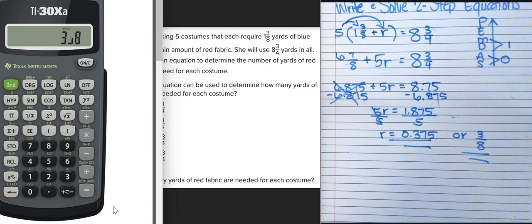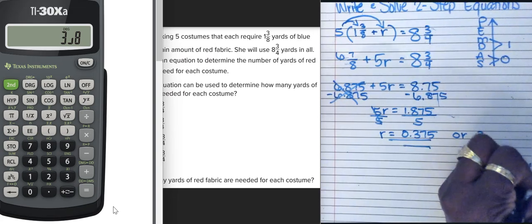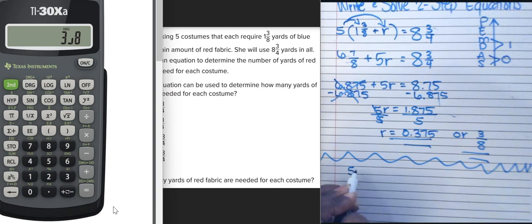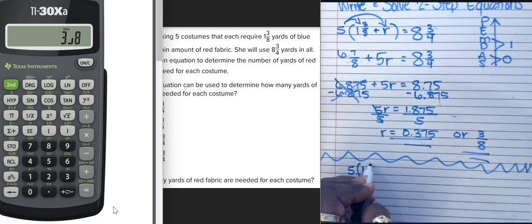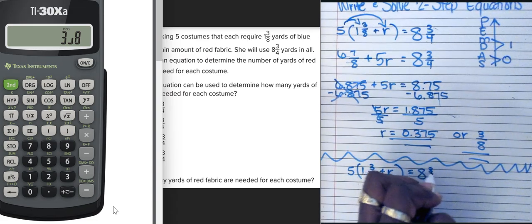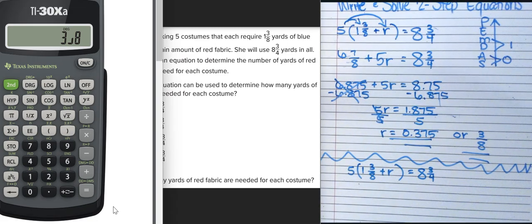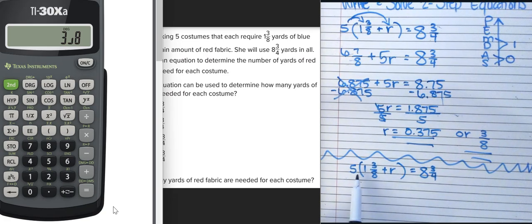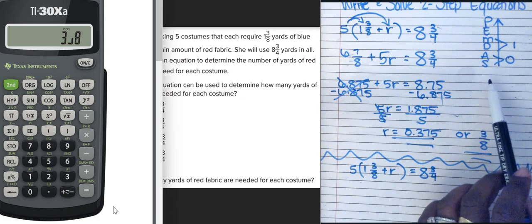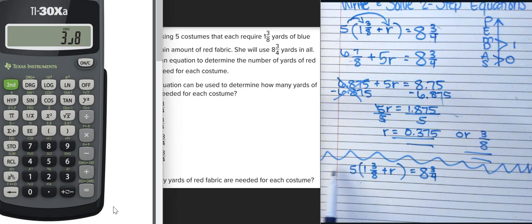So I'm going to rewrite the same problem. I'm going to write 5 times 1 3/8 plus r. That's going to be equal to 8 3/4. All right, so the first thing I'm going to do is I notice that I am multiplying, okay? We're still going to use PEMDAS in reverse order, but we're not starting with addition or subtraction because there is no addition or subtraction outside of the parentheses, right? So we're going to just start off by dividing both sides by 5.